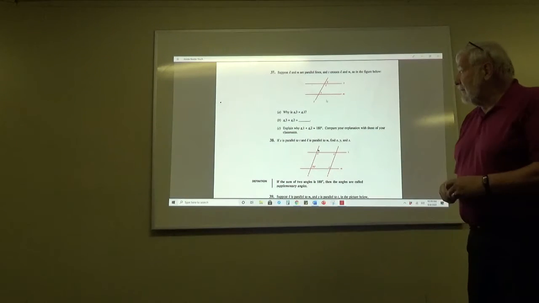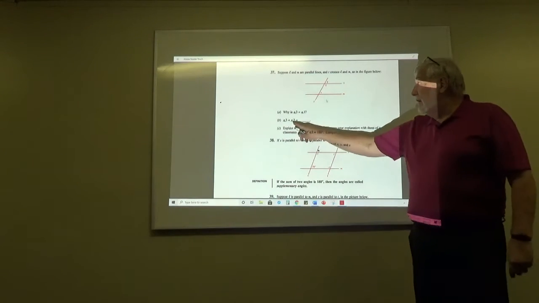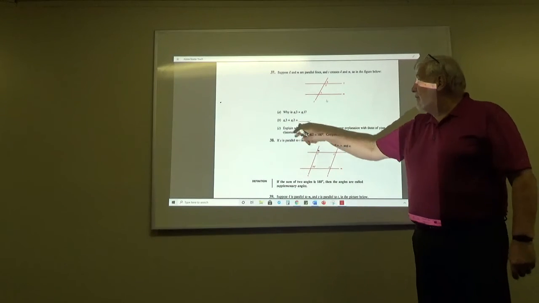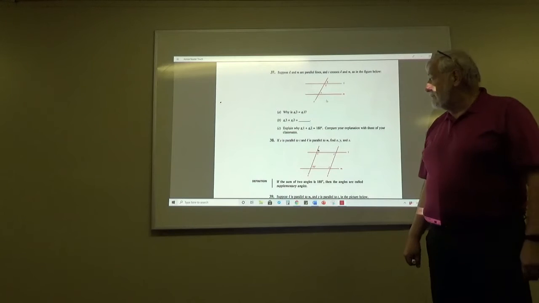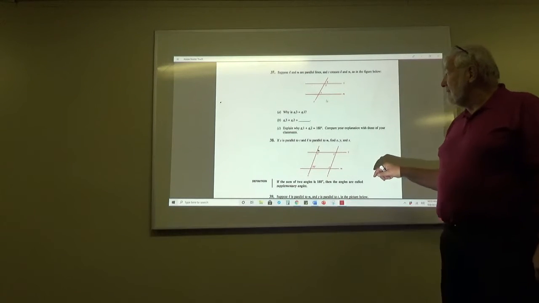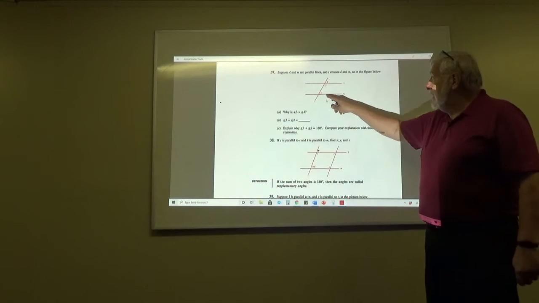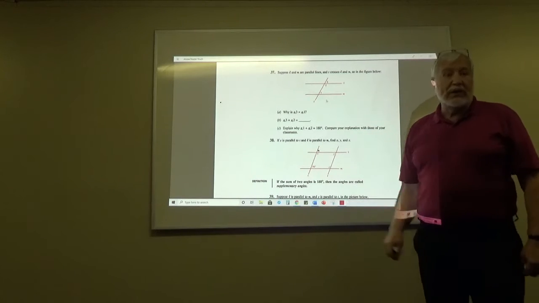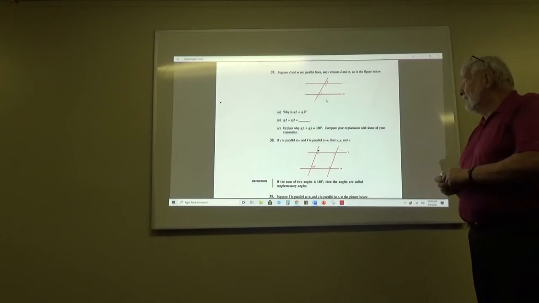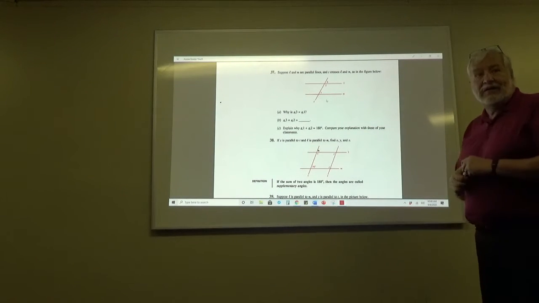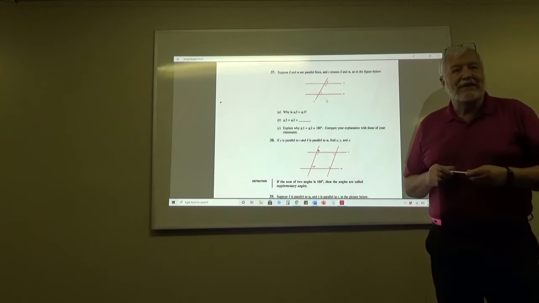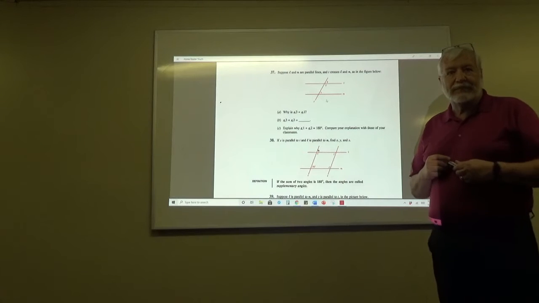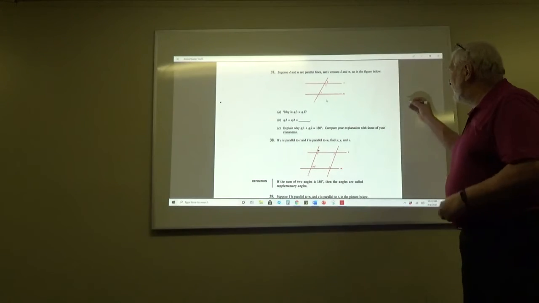Now, angle 3 plus angle 2 equals 180. Okay. Now, why do angle 1 and angle 2 equal 180? Because it's real easy, the angle across from, I'm not using that vocabulary.